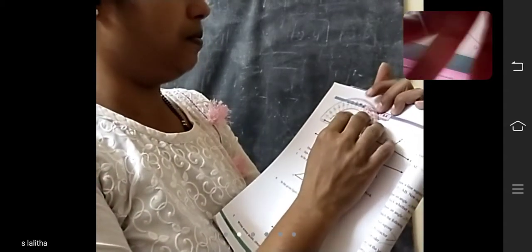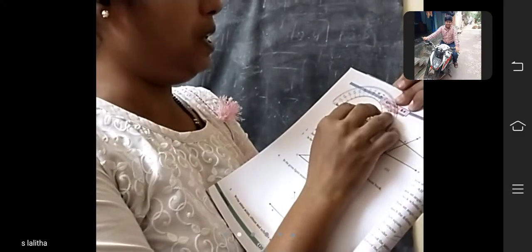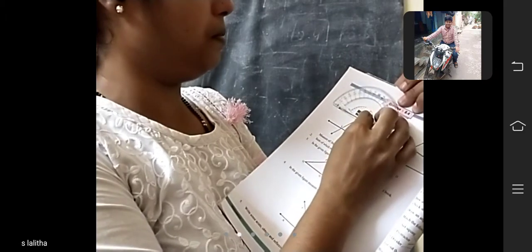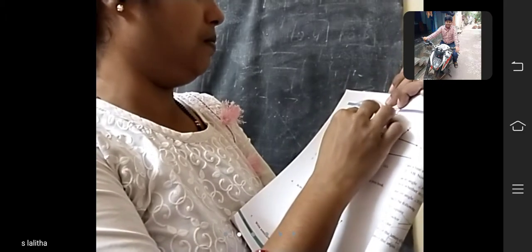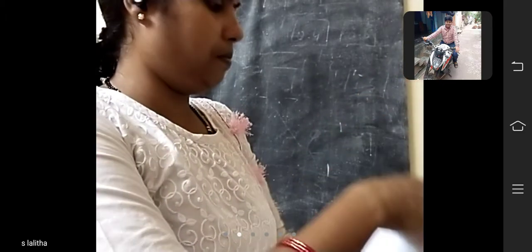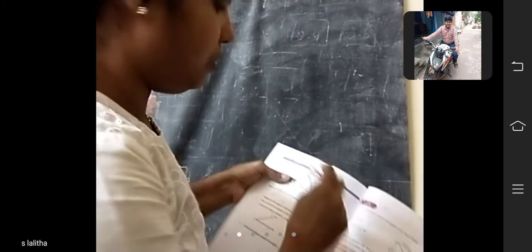Do you know how to measure? Yes. Take your protractor. Keep it here. So here this is the center point. Okay, so keep it here, center point or P. Now measure, what is the angle? How much is it? So this side you get, measure. So you have to take the lower scale. What is that angle? 68. 68.